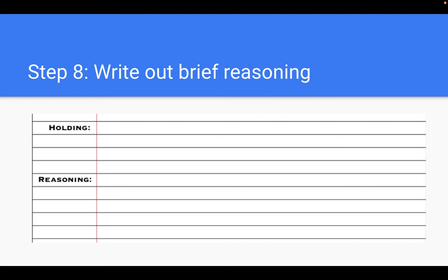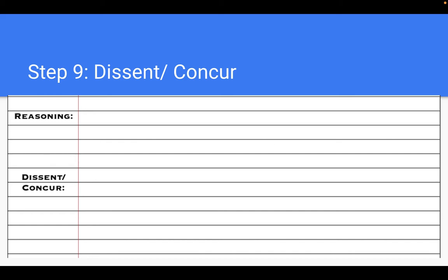Next, you're going to want to put a reasoning section, and this is going to be helpful because the professors might ask you, why did the court hold a certain way? And you should be putting the few reasons that the court lists in its opinion. Make sure to put that down on your case brief. Next, you're going to put a section about the dissent or the concurrence, if there is one in this case.